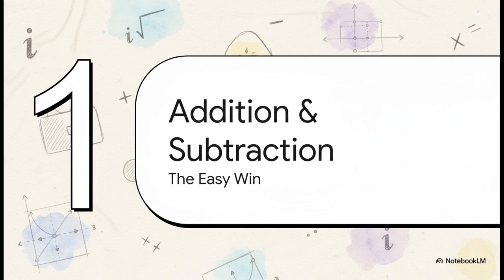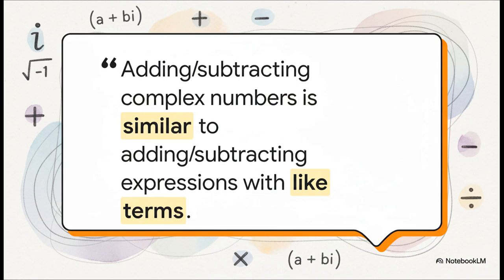Let's kick things off with an easy win. I'm serious. If you've ever done even a little bit of algebra, this first part is going to feel so familiar. You basically already know how to do this. And hey, don't just take my word for it. The source material says it perfectly. The big secret here is to just treat i like you'd treat any other variable, like an x. All you have to do is combine the terms that look alike.